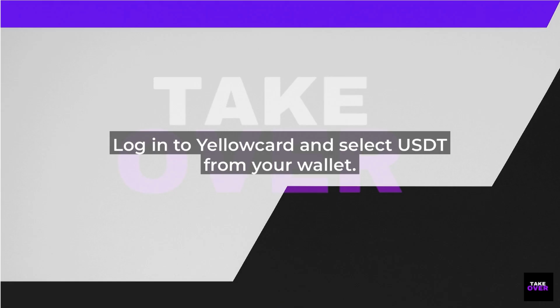Step 1. Log in to your Yellowcard account using your credentials. Once you're in, navigate to your wallet section and select USDT from your asset list. This is where you'll initiate the transfer.